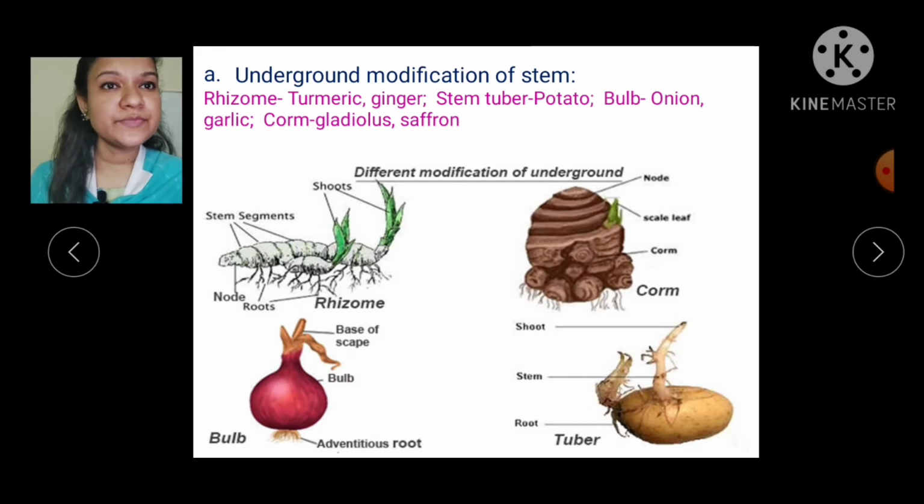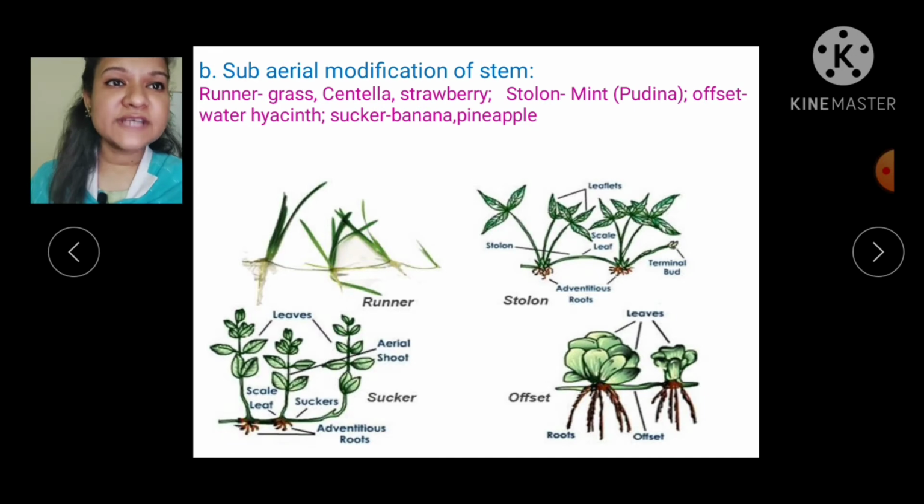Now, underground modification of stem: turmeric and ginger are reproduced by rhizome, potato is reproduced by stem tuber, onion is reproduced by bulb, gladiolus and saffron are reproduced by corm. And then subaerial modification of stem.